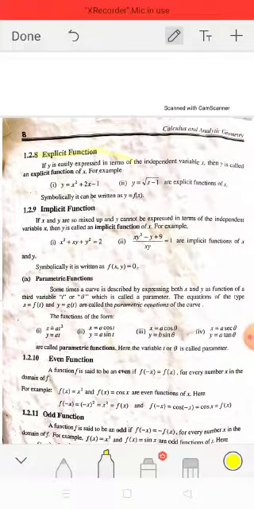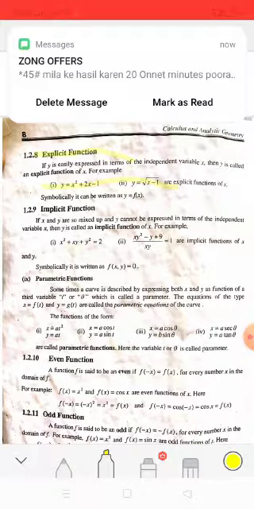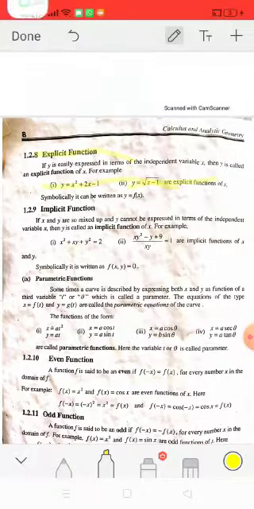Explicit functions are those functions which are dependent on only one variable. Here y is equal to x square plus 2x minus 1. So this function depends only on x. Here y is equal to square root of x minus 1, which also depends on one variable. So those functions are explicit functions which depend on only one variable: y is equal to f of x. So it depends on only x.